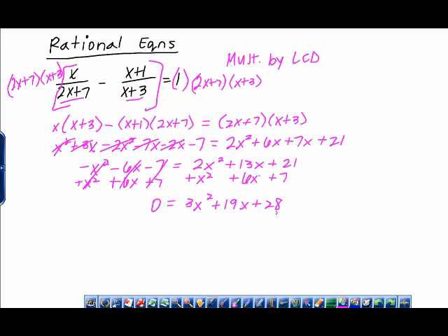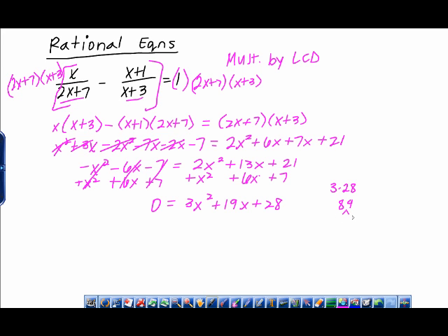Okay, let's solve out this quadratic. This is kind of a more difficult one. You might be wanting to reach for your calculator, but let's try to do it without. So, since I have a leading coefficient of 3, I need to do 3 times 28. And the way I kind of think about this is 3 times 28, well, 3 times 20 would be 60, 3 times 8 would be 24, so what's 60 plus 24? That's 84. And so we want to break 84 up into a factor pair that adds to 19.